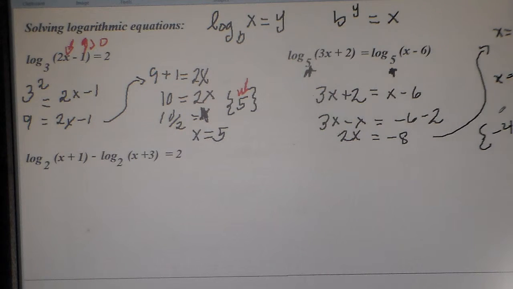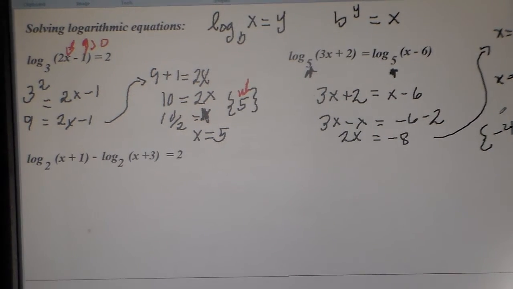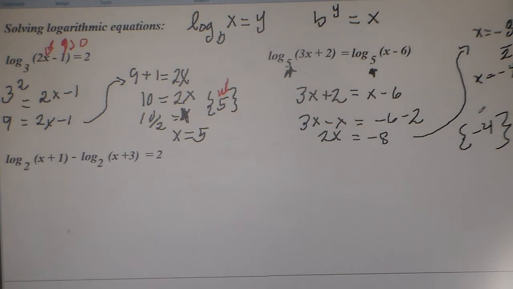Now we're going to check that this negative 4 keeps my arguments as positive values. When I plug in the negative 4 here, 3 times negative 4 is negative 12, plus 2 is negative 10. That means this will be negative. Negative 4 minus 6 is negative 10. This argument will be negative too. Then negative 4 cannot be a solution because the argument becomes negative.